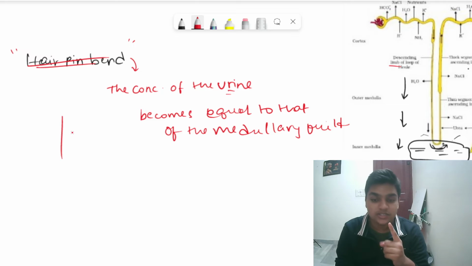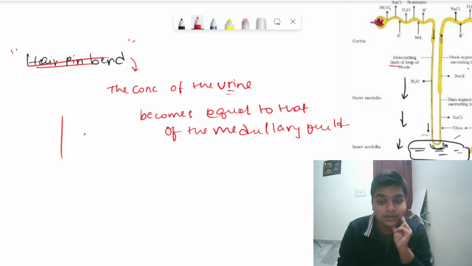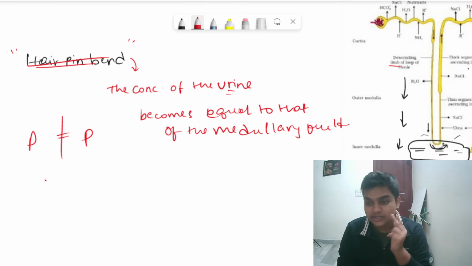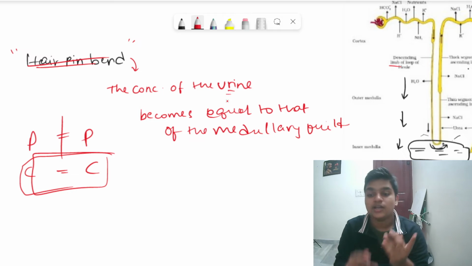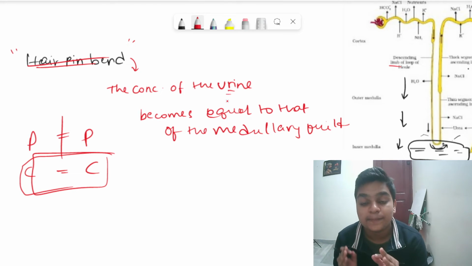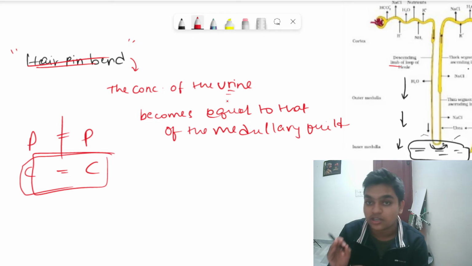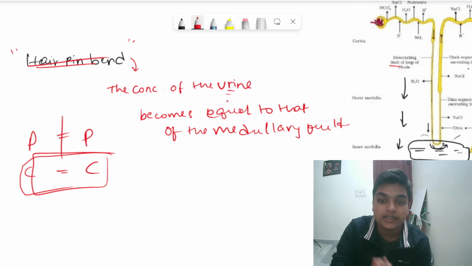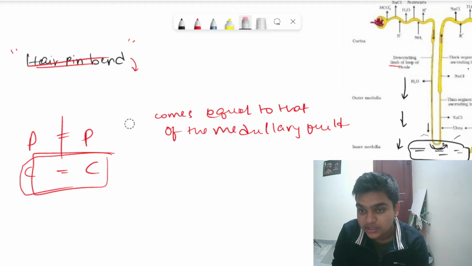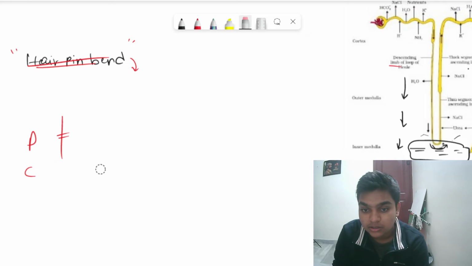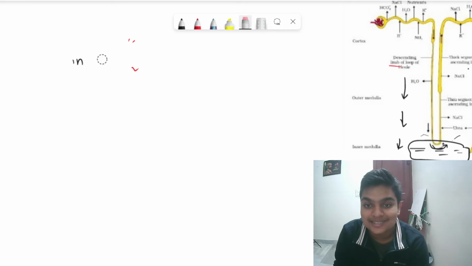Isotonic means if this is your selectively permeable membrane, the pressure on this side equals the pressure on this side. The concentration on this side will be equal to the concentration on that side. This isotonic condition is maintained at the hairpin bend because there is no reabsorption and no secretion of any material near the hairpin bend of the loop of Henle.